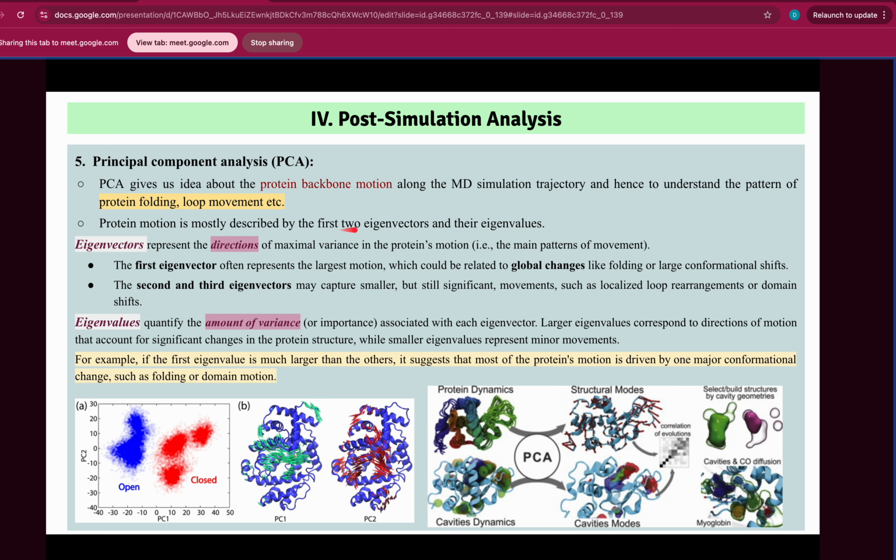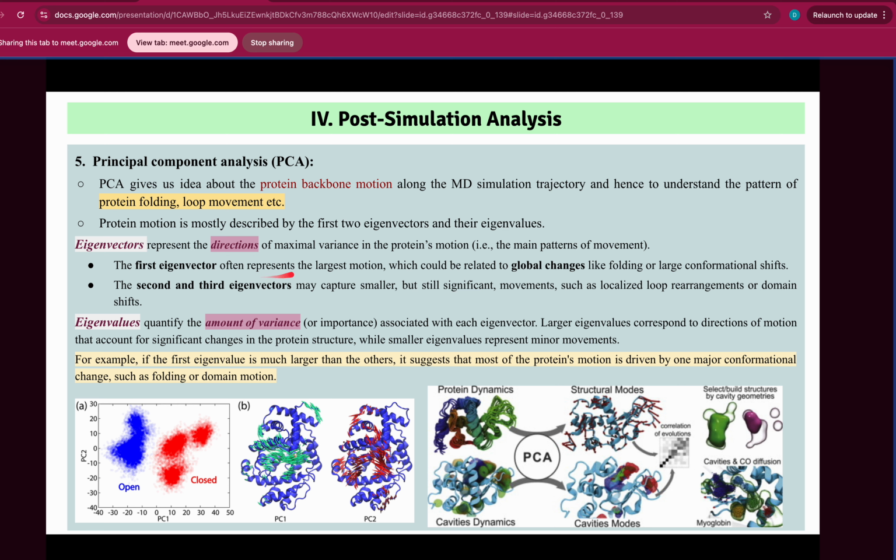Motion is mostly described by the first two eigenvectors and eigenvalues. These are mathematical calculations. After obtaining the atomic coordinate information at different time points, we compare the eigenvectors and eigenvalues and see how much they vary. Eigenvectors represent the direction of maximal variance in the protein's motion. Over a time period you look at how much the protein is moving and how much it varies in its positions, so eigenvectors tell you in which direction it is showing the change.